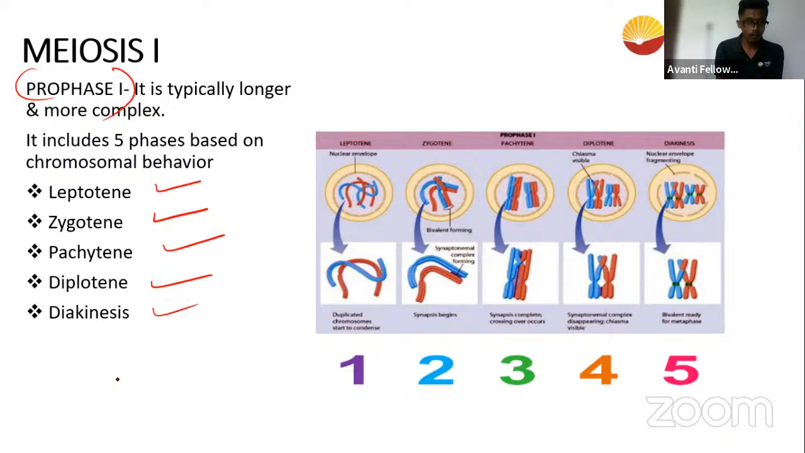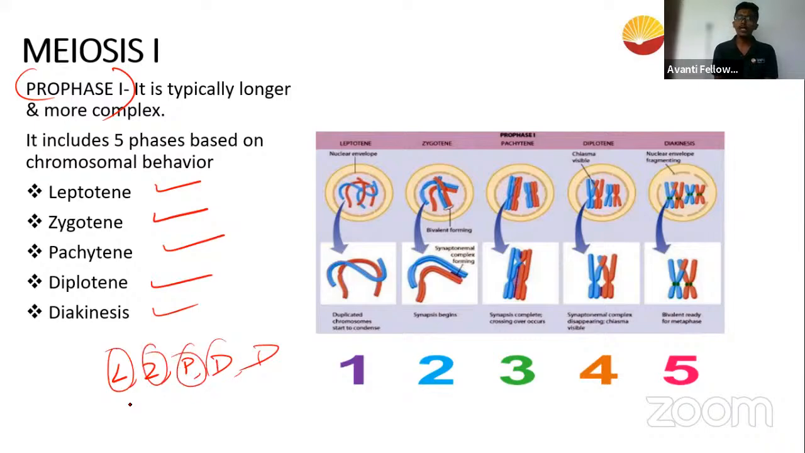LZPDD. Okay, how should you remember the sequence? L, Z, P, D, D. What is L? Leptotene, zygotene, pachytene, diplotene, diakinesis. You can understand something called kinesis, so put it in last.